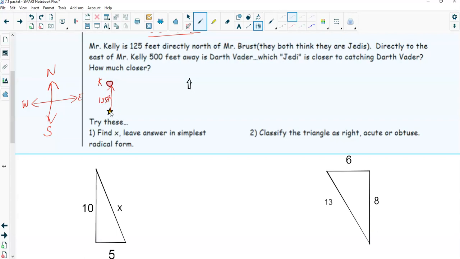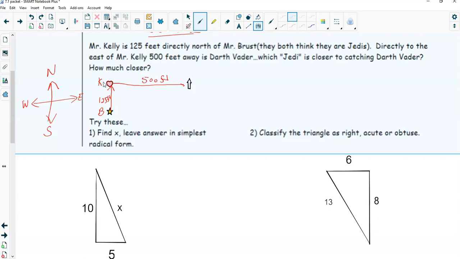And then from Mr. Brust, this is Mr. Brust. They both think they are Jedis. Directly to the east would be to the right of Mr. Kelly, 500 feet away, right there. That's Darth Vader. The question: which Jedi is closer to catching Darth Vader? And if so, how much closer?